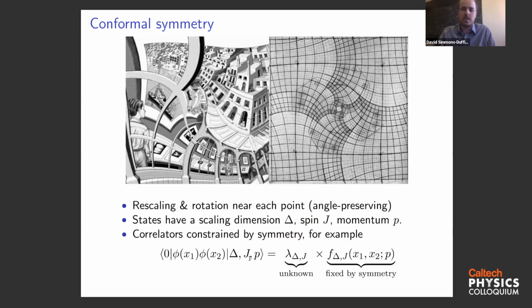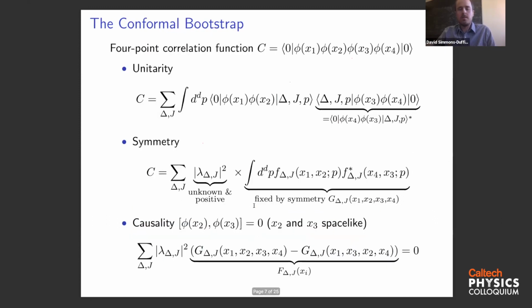So lambda delta J is some kind of unknown thing, but the function of positions and momenta and delta and J is completely fixed by symmetry. You can think of it as being like a spherical harmonic. Okay, so conformal symmetry is a useful organizing principle for the theory. And now we're ready to understand where these three key constraints come in bootstrapping conformal field theories.